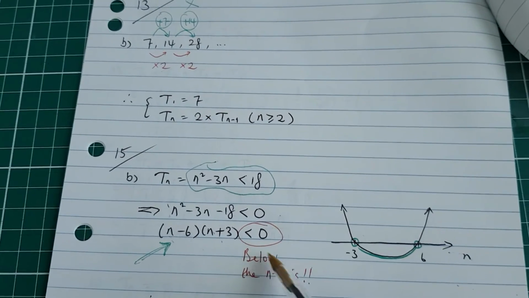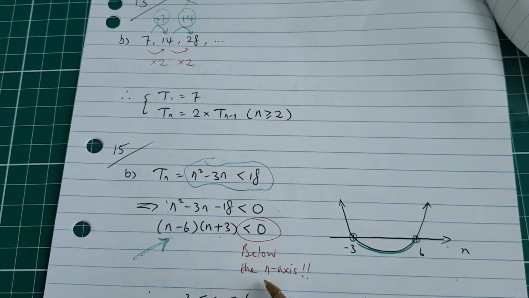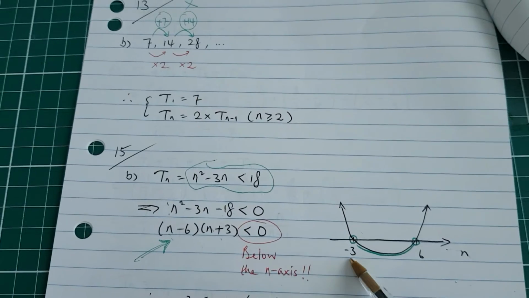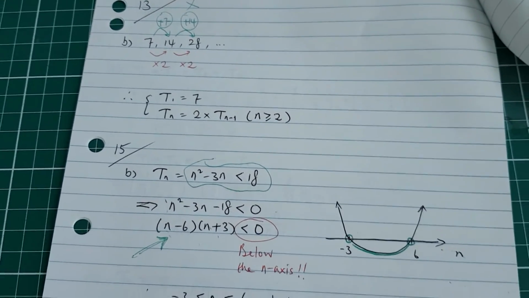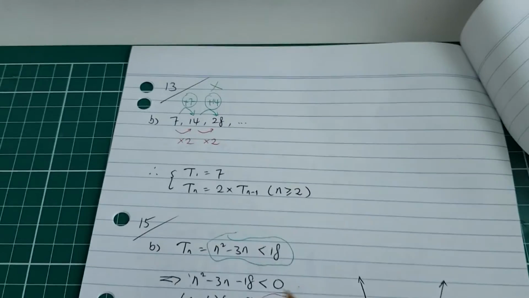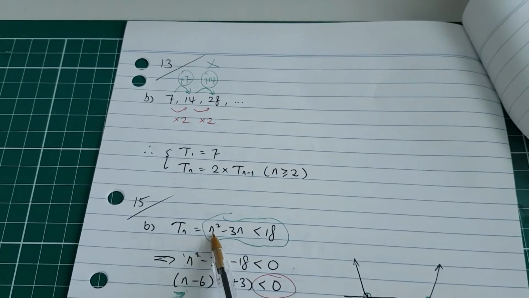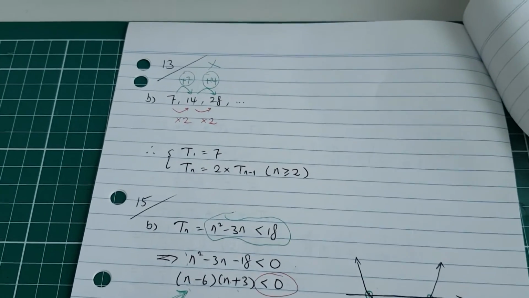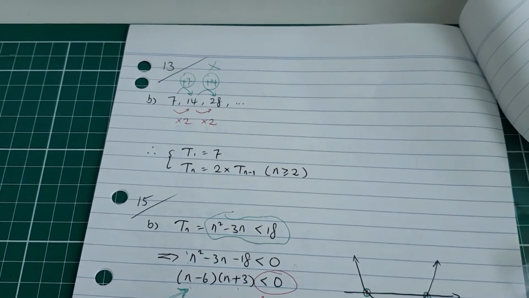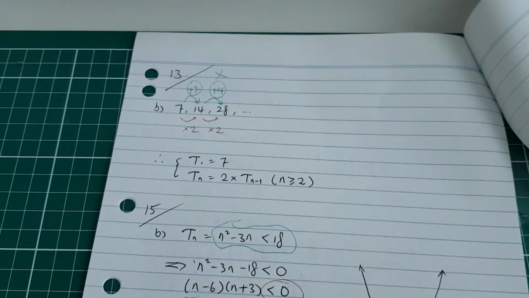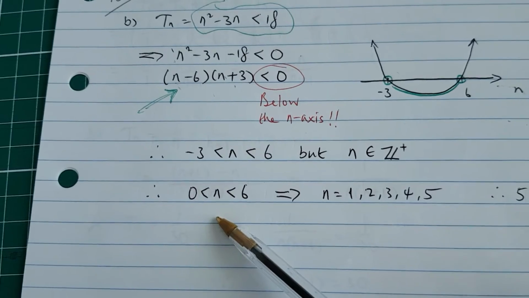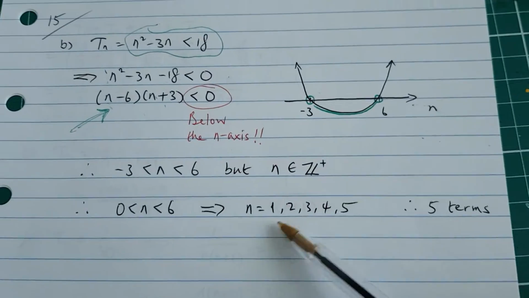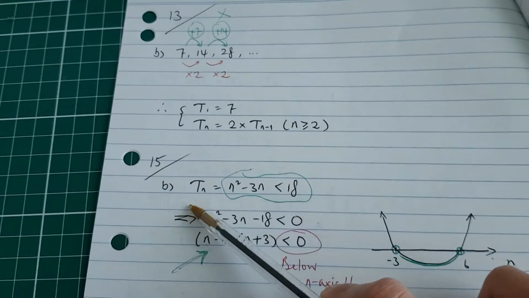The part of the curve that is below the n-axis is obviously between minus 3 and 6, not including those two n-intercepts. So then you get that. But we know that n here has to be a positive integer, right? Because you can't have a negative 1st term or negative 2nd term. So the only options are 1, 2, 3, 4 and 5. So there are 5 terms that are less than 18 in that sequence.